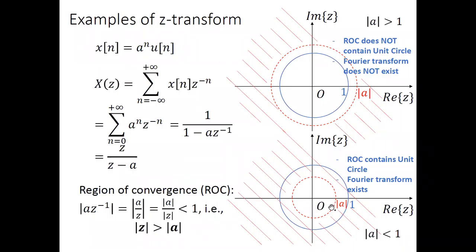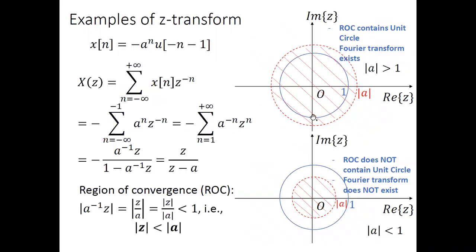For the case below, because the radius magnitude of A is less than one, the ROC, which is the region outside of this red circle, contains the blue circle, the unit circle. Therefore, in this case, the Fourier transform exists. Whether the Fourier transform exists depends on whether the ROC contains the unit circle. That is our conclusion. And this also applies to the second example. For the case above, the region of convergence is inside the red circle. It contains the blue unit circle. Therefore, the Fourier transform exists. But for the case below, the ROC inside the red circle does not contain the blue unit circle. So the Fourier transform does not exist for this case.